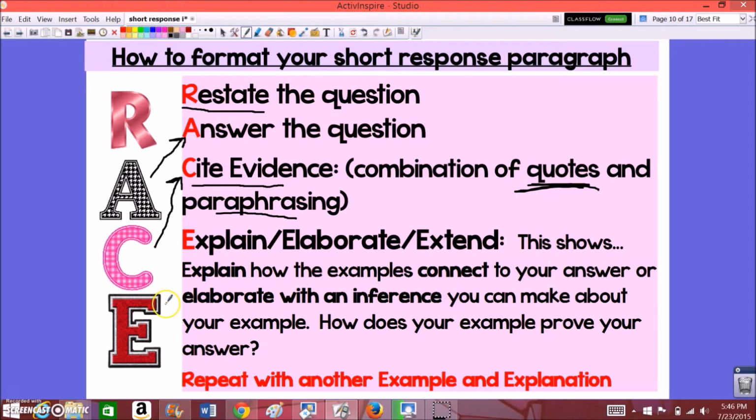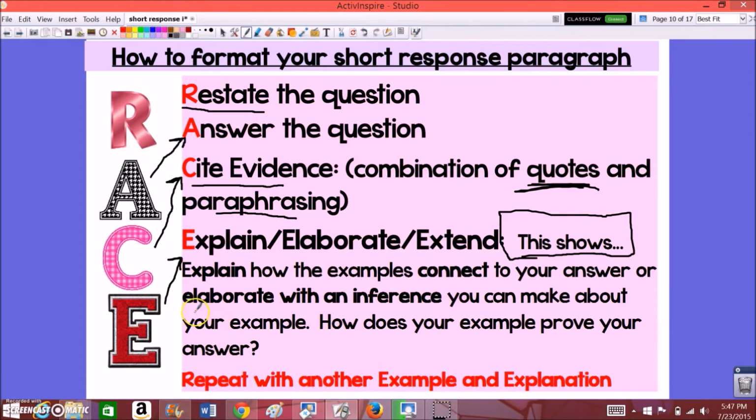Now, after you give your evidence, you need to end your response with your explanation, your elaboration, or you need to extend on the evidence. And so a lot of times I'll actually start these sentences with the phrase, this shows, or this proves. There are other verbs that could work as well: this illustrates, this demonstrates. And you don't even necessarily need to use those transitional phrases, although they do help with organization. But what you're basically doing after your evidence is explaining how the examples connect to your answer. How are they proving that your answer is correct?